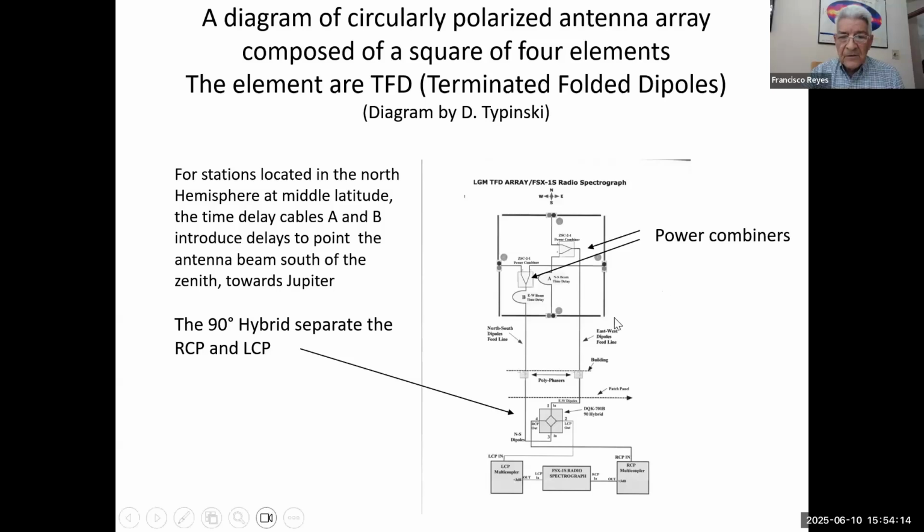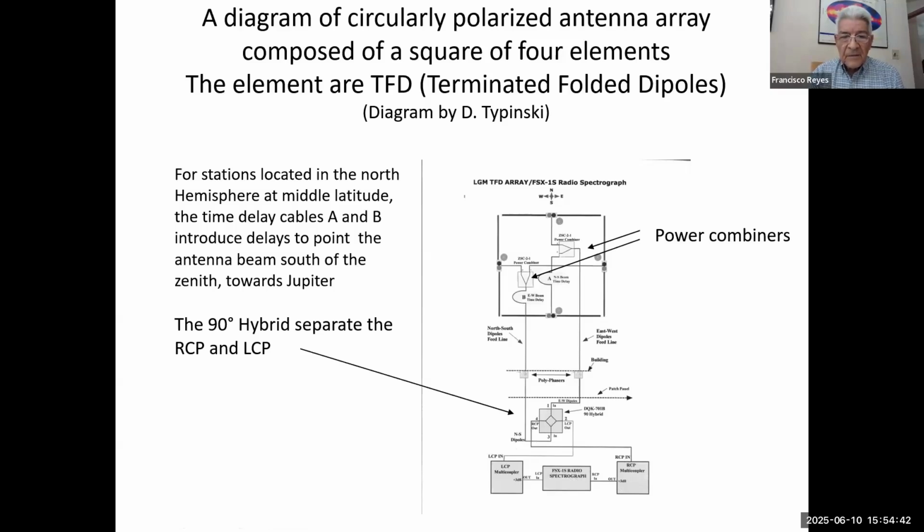And then finally, you take the emission from the north and south antennas, and you combine there in the 90-degree hybrid, and from there you finally separate the right hand and the left hand, which you send the signal there to the spectrograph if you're using a right hand and left hand spectrograph.